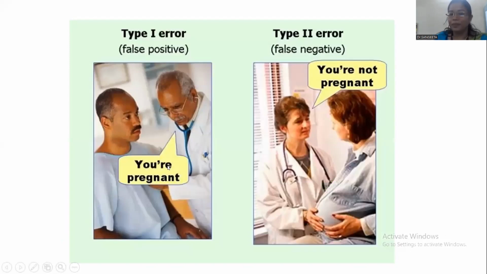See, here, what is the reality? This particular man is not pregnant. Obvious, right? That is the reality. But what is the doctor saying? He is making some error. He is telling something which is a false positive. Right? That's type 1 error.